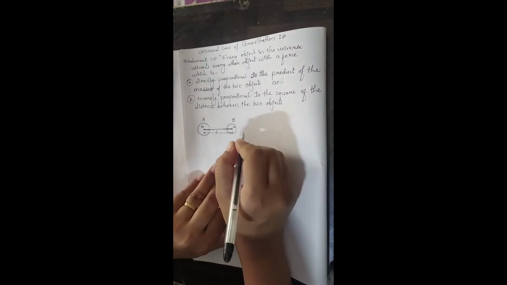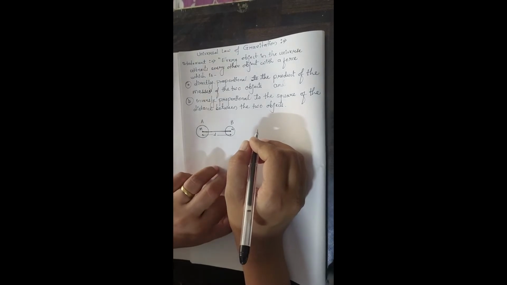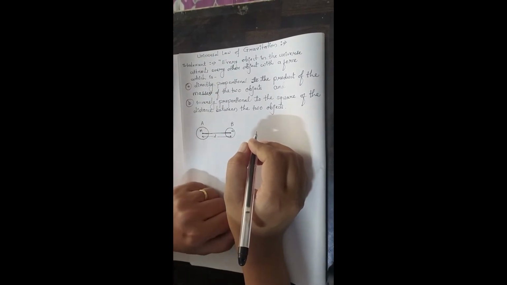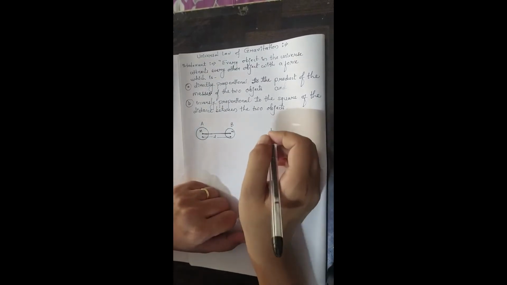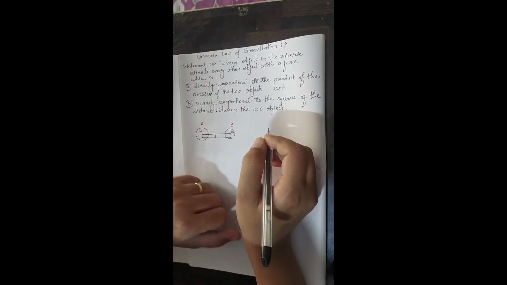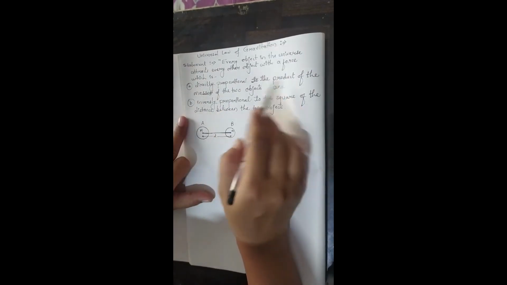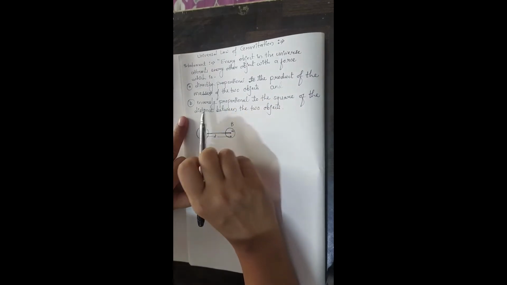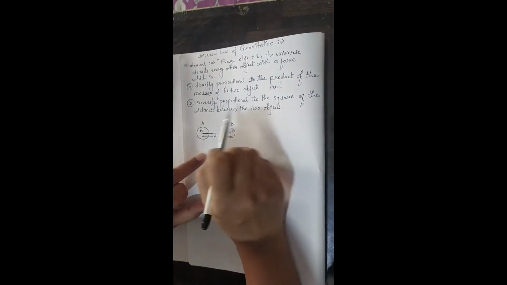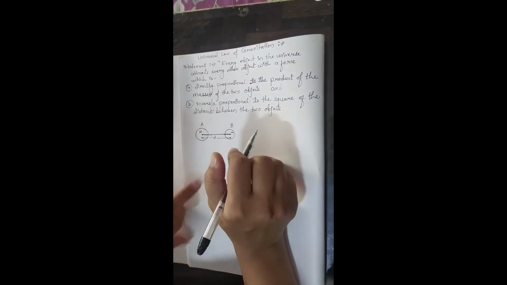Hello, today we are studying the topic which is universal law of gravitation. The statement of this law is: every object in the universe attracts every other object with a force which is directly proportional to the product of the masses of the two objects and inversely proportional to the square of the distance between the two objects.